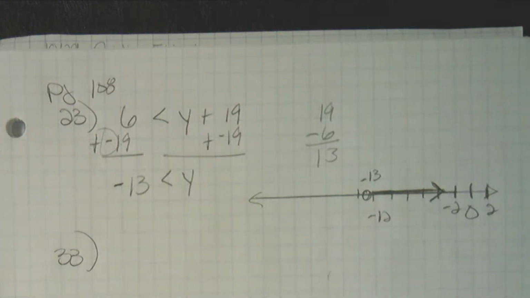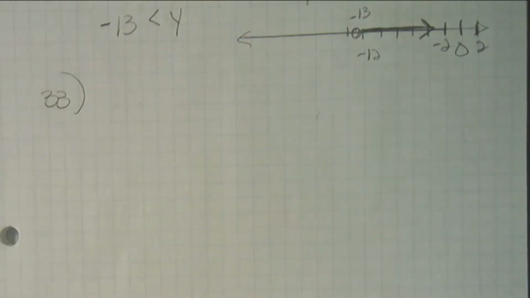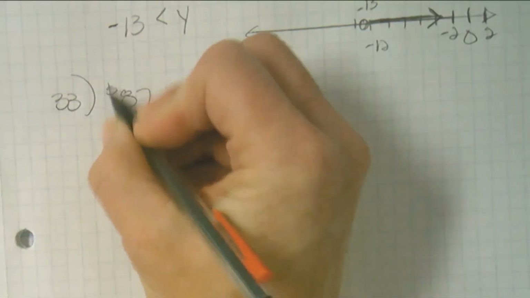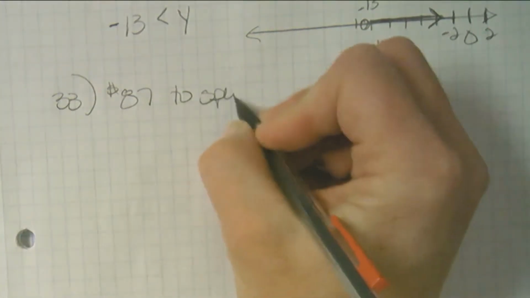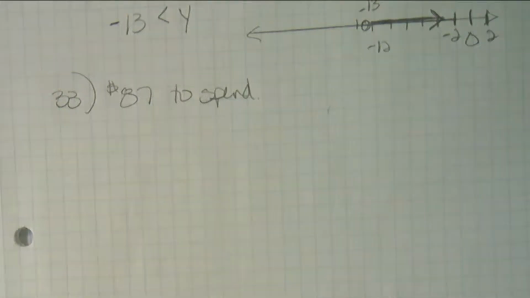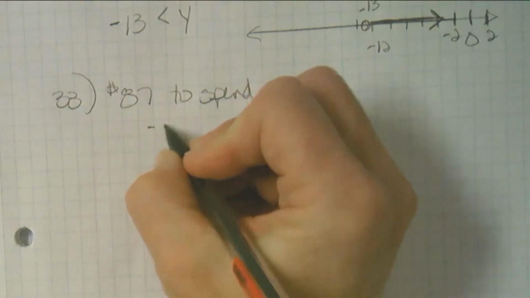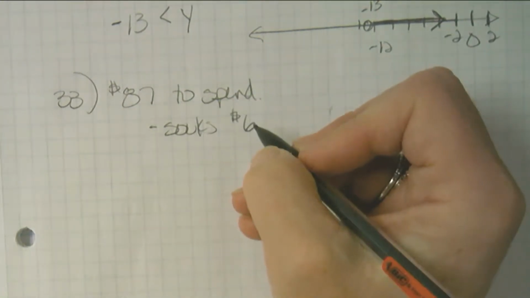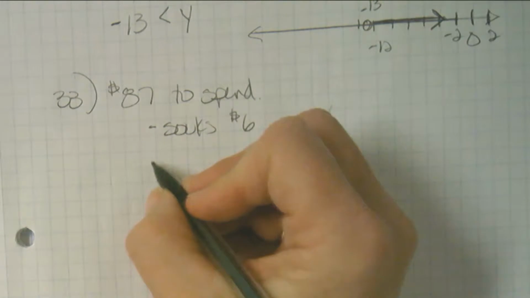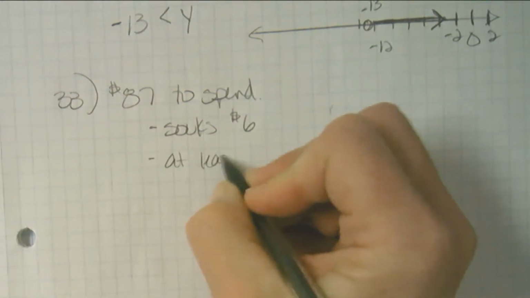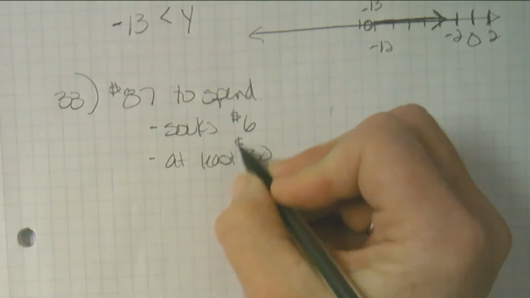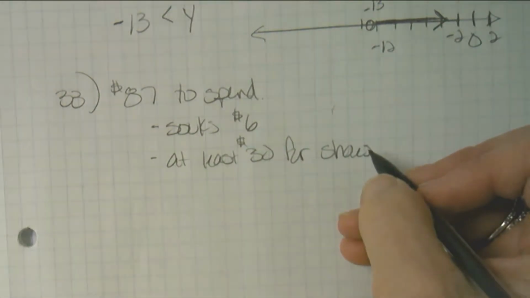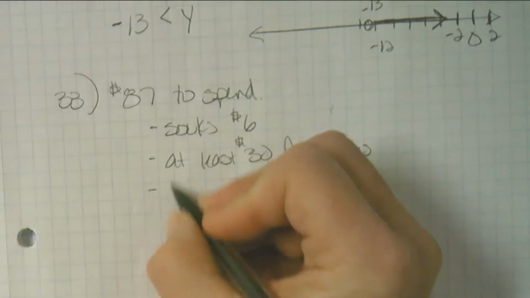Okay. So 33 says Jim has $87 to spend. It says he spends $6 on socks. He spends at least $32 for shoes. How much does he have left for shirts?